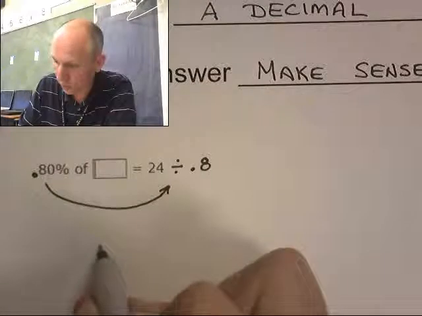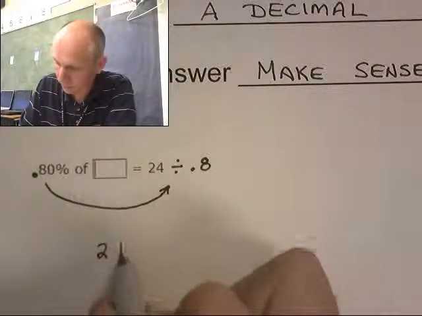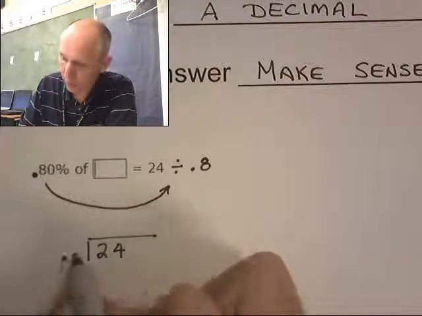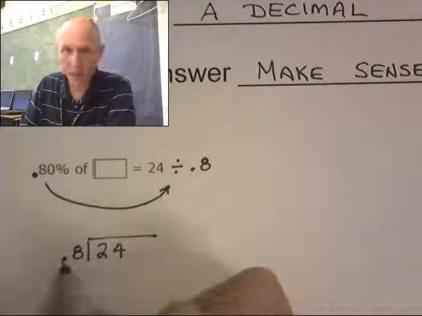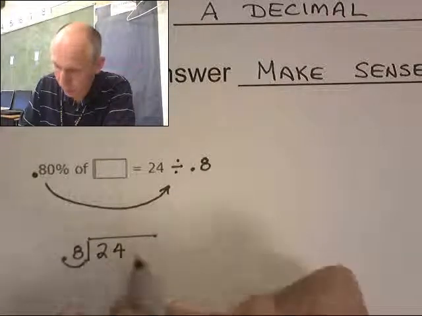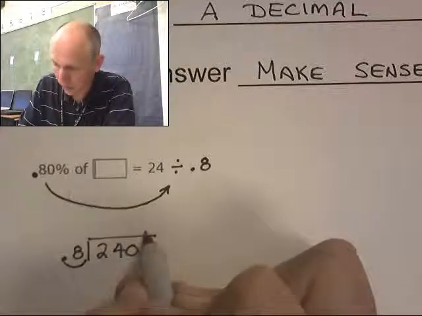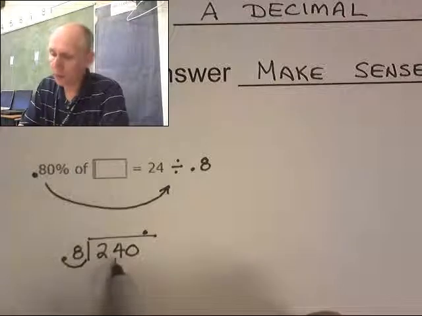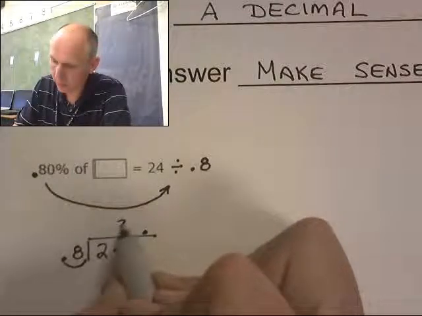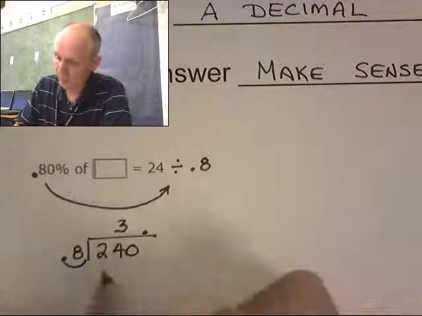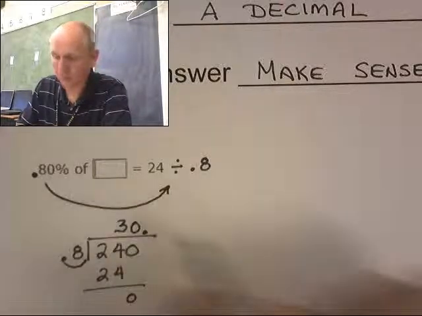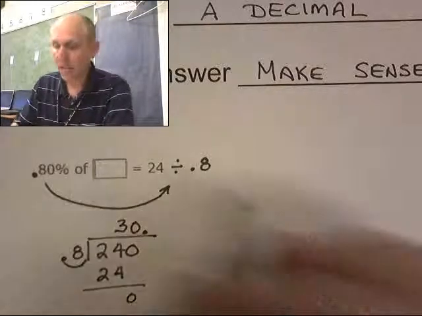Let's do that math. 24 divided by 0.8. Ready? Move the decimal place. Add a 0. There's my decimal place. 8 goes into 24 3 times. There we go. So our answer is 30.